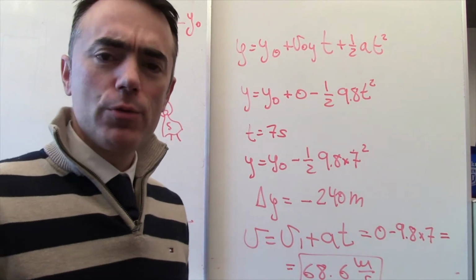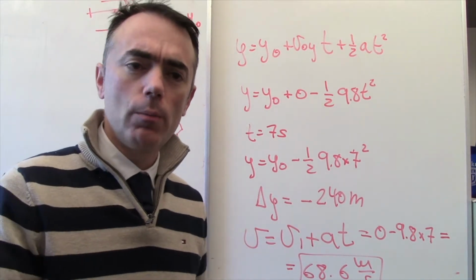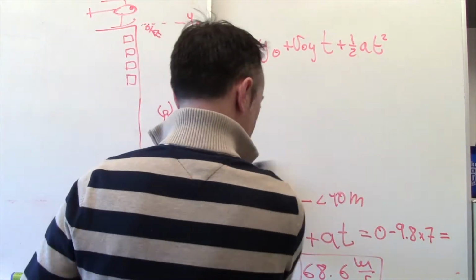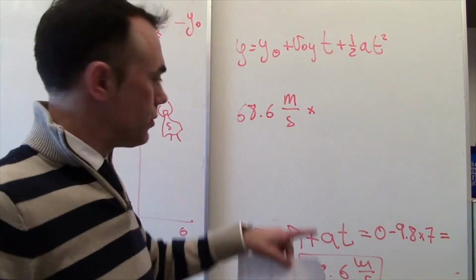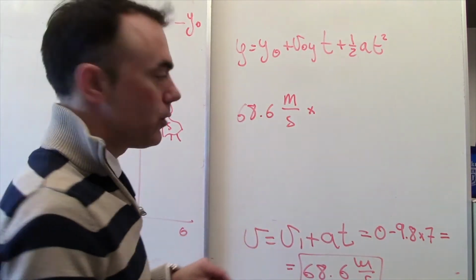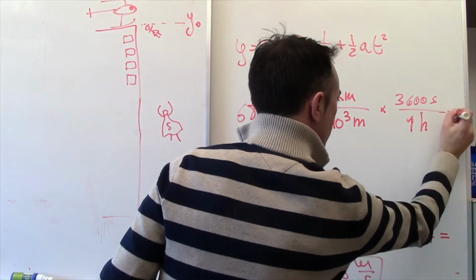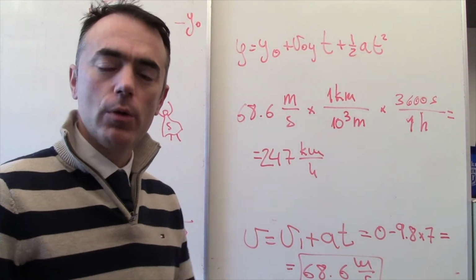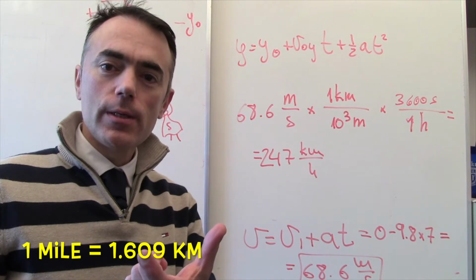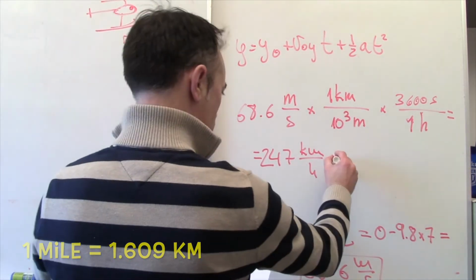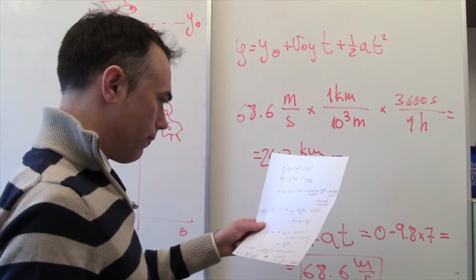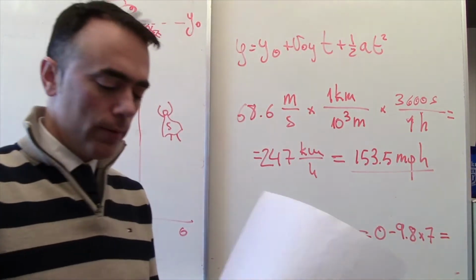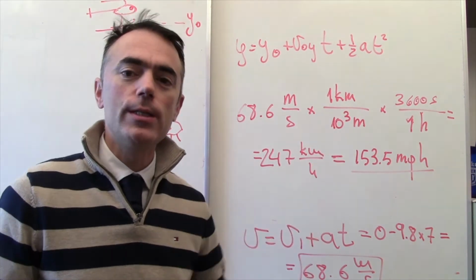But probably you're not familiar with meters per second so far, so let's try to transform that into something that you are more familiar with, probably kilometers per hour or miles per hour. So let me just erase this. Now we just transform from seconds to hours and from meters to kilometers. That's 247 kilometers per hour. If you want to go to miles per hour, you only need to know that 1 mile is 1.609 kilometers, and you can do that yourself and find 153.5 miles per hour. So 153 miles per hour, that's her velocity when she meets Superman.